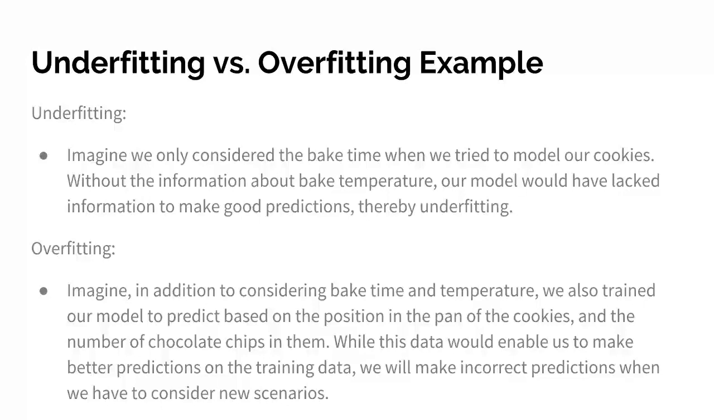And if we're overfitting, imagine, in addition to considering bake time and temperature, we also trained our model to predict based on the position in the pan of the cookies and the number of chocolate chips in them. Even though these variables don't help us predict in a broad sense if a cookie is cooked or not, they will help us predict more accurately whether a cookie was cooked or not from our training data. And so when we get new data, we'll make incorrect predictions when we have to consider new scenarios.